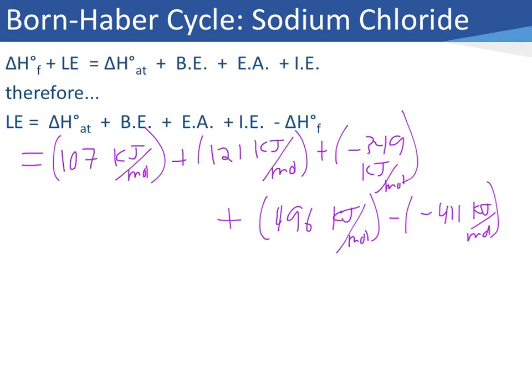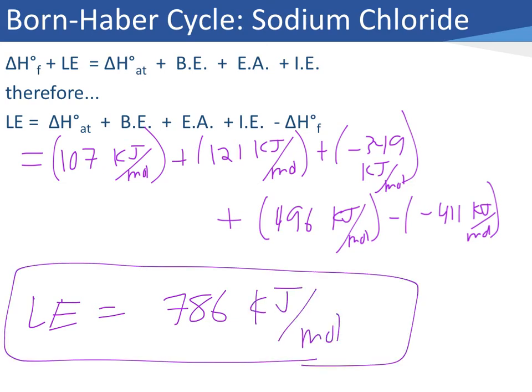When I do the math for this process, I get a lattice enthalpy for sodium chloride of 786 kilojoules per mole. That means it'll cost 786 kilojoules to separate a mole of solid ionic sodium chloride into the gaseous ions of that compound. So I want you to think about the process we went through here.